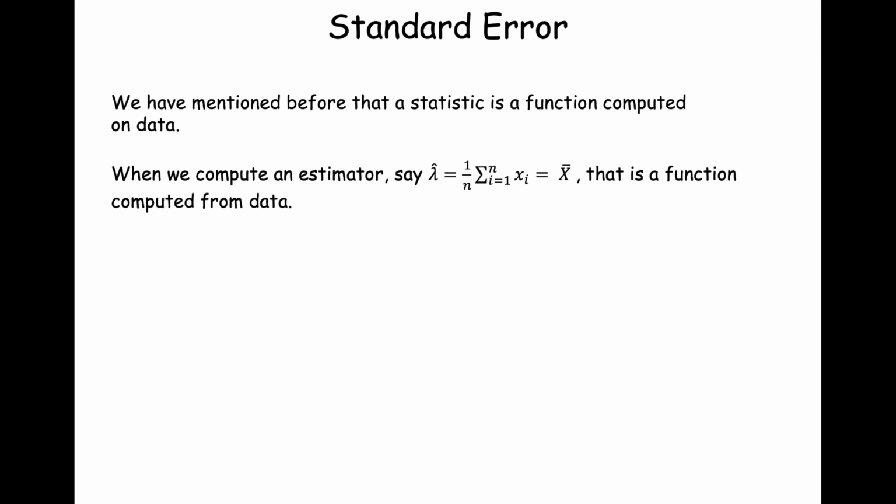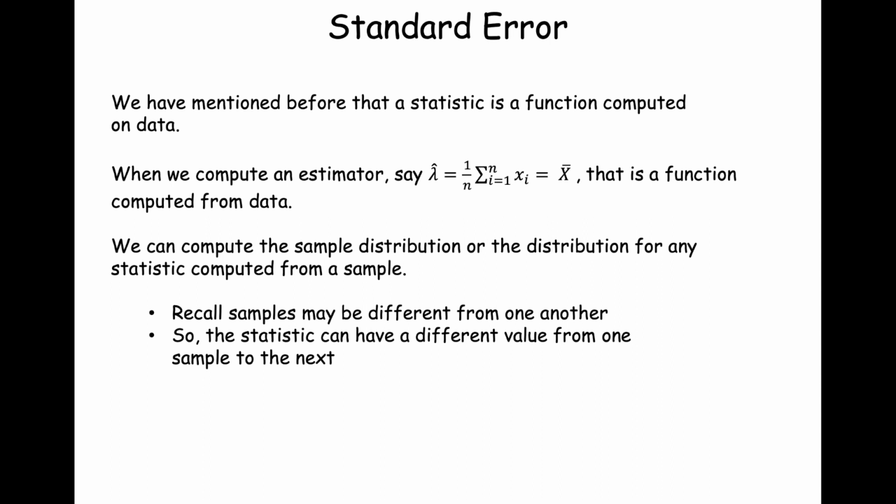Now, this function x bar, it is a function computed from the data. It's 1 upon n times the sum of each one of our samples, xi. This is absolutely a function from your data. So you can compute the sample distribution from your estimator. And what the sample distribution is, you compute this estimator again and again and again from samples. Now, you can compute the distribution of that estimator, or the sample distribution, for any statistic from a sample.